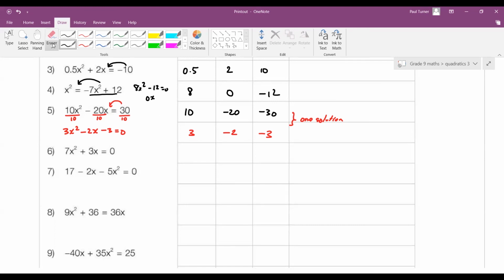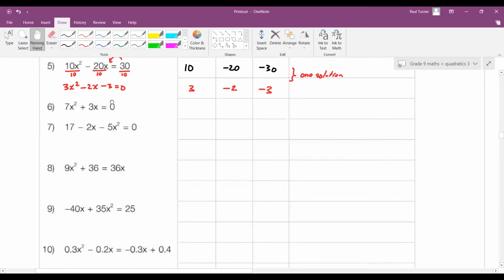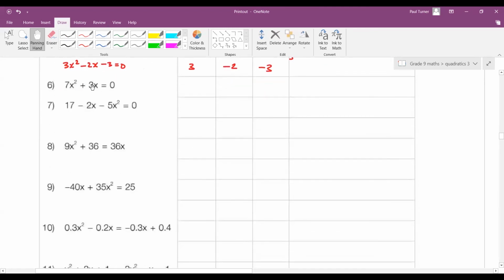Okay, and then question 6. Now you have no C term. You've actually got a plus 0 in here. So A will be 7, B will be 3, and C will be 0. So sometimes these numbers are 0, just be aware of that, except for the x squared. You won't have 0x squared, that wouldn't be a quadratic anymore. Okay, so these have 2 possible answers.